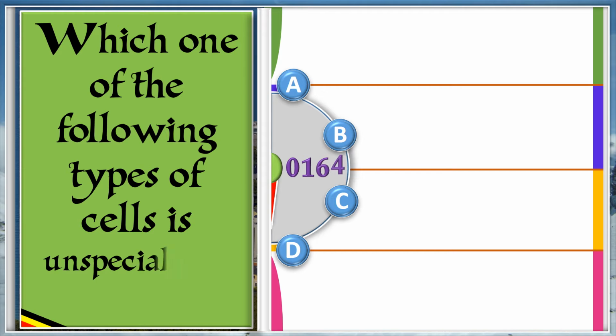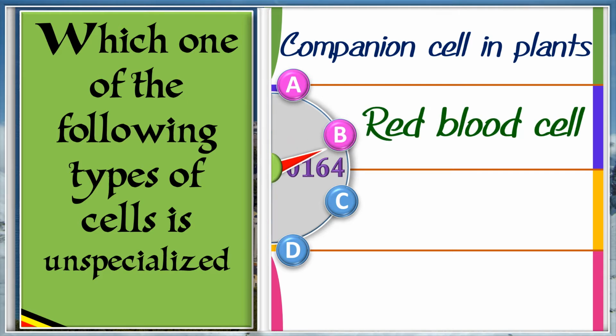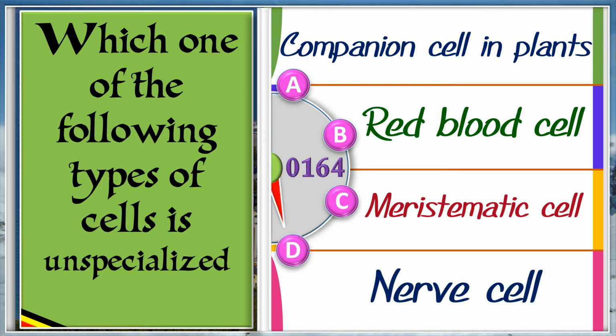Which one of the following types of cells is unspecialized? A. Companion cells in plants. B. Red blood cells. C. Meristematic cell. D. Nerve cell. And the answer is C. Meristematic cell.